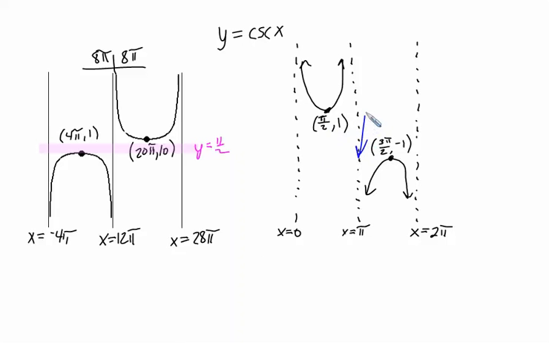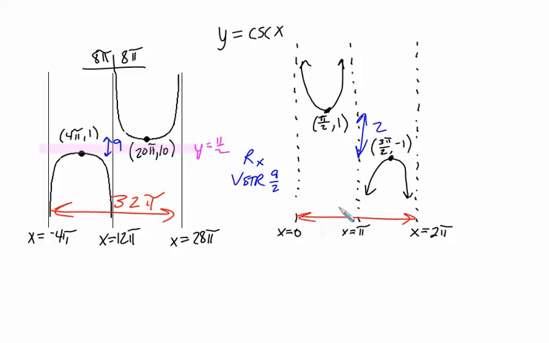Vertically speaking, in the original graph, the change is 2. In this graph, from 10 to 1, it's going to be 9. So in this case, we have a vertical stretch happening, and the vertical stretch is going to be 9 halves. We also have a reflection across the x-axis as it went up to down. Horizontally, we have an entire span of 32 pi in our new graph. In the original graph, it just goes 2 pi. So what did we have to multiply 2 pi by to get 32 pi? Well, the answer would be 16. So we have a horizontal stretch of 16.